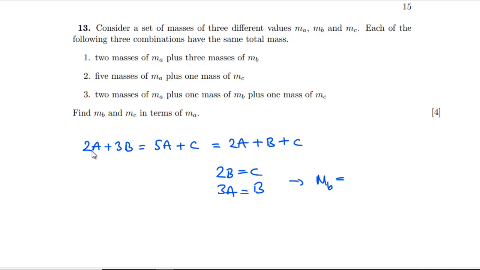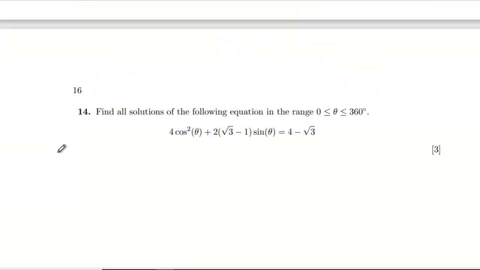Well, we've already got them all here. I'm just writing them back in the same format. MB is 3MA and MC. Oh, we want them all in terms of MA, so I can't write that in terms of B. So MC will be 6MA. That was just simultaneous equations, so not much to say about that.